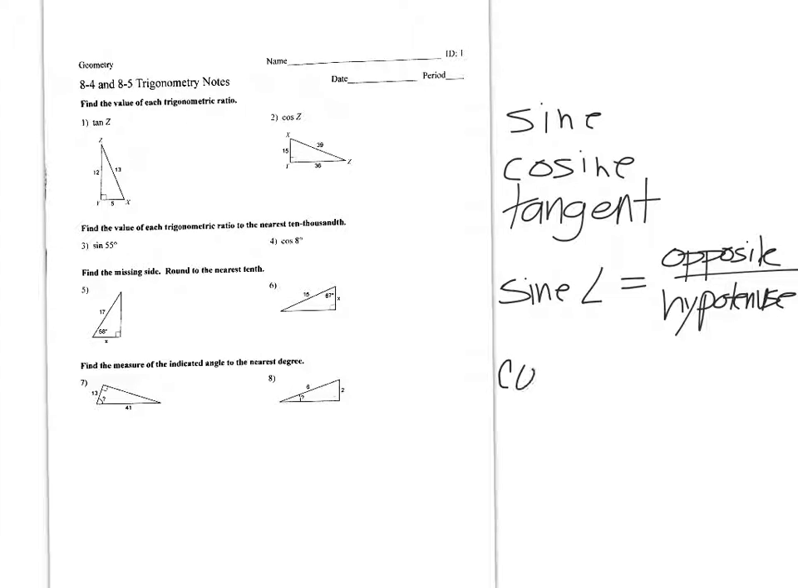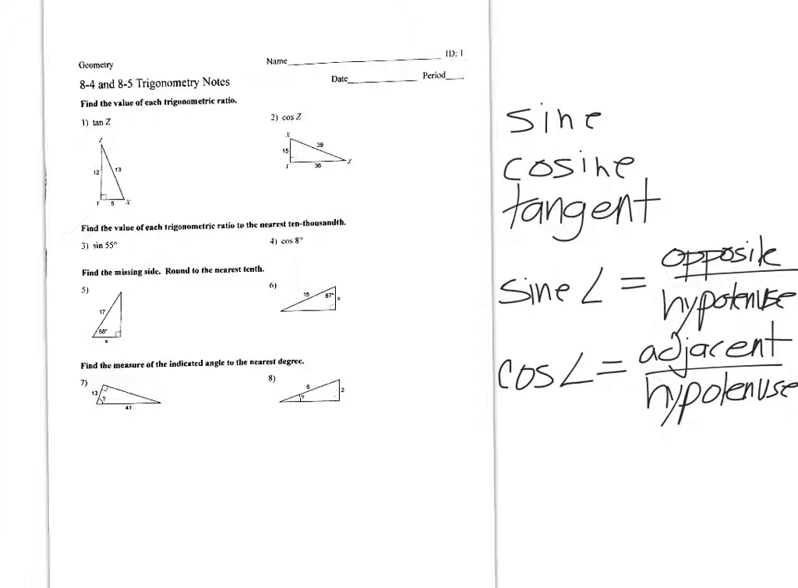Cosine, I'm going to abbreviate here, just use COS. Cosine of an angle is adjacent. We've talked about the word adjacent before. Adjacent means next to, over hypotenuse. And then tangent, again I'm going to abbreviate, tangent of an angle is opposite over adjacent.